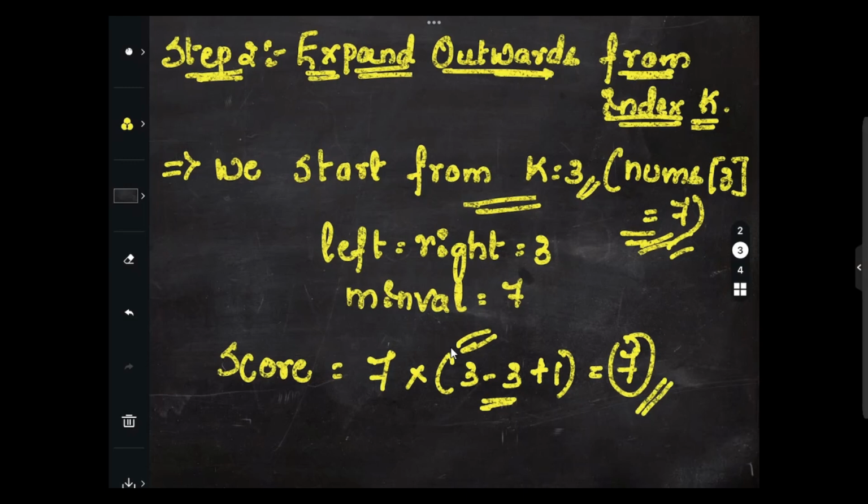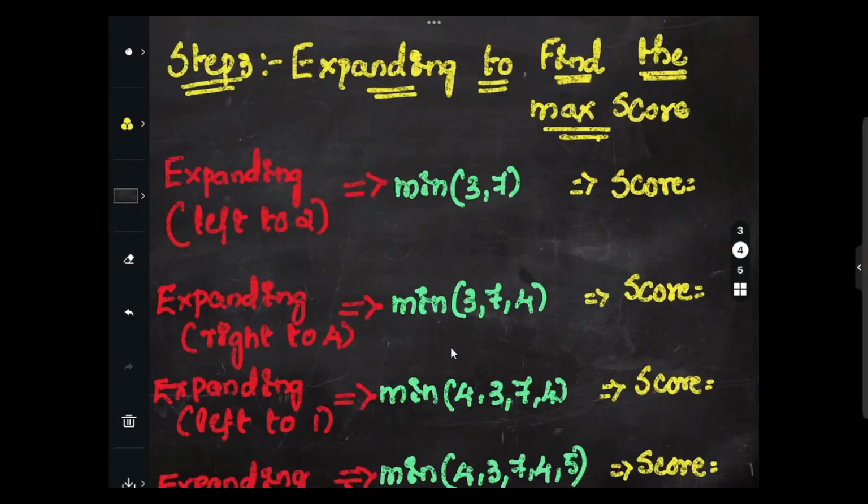We will go on expanding left or right, right? Where min of nums of left comma right is maximized. This one they have given in the question. That's what we need to do here. Min of nums of left comma right, L and R is nothing but left comma right here. So we will go on expanding left or right, where min of nums of left comma right within the array is completely maximized.